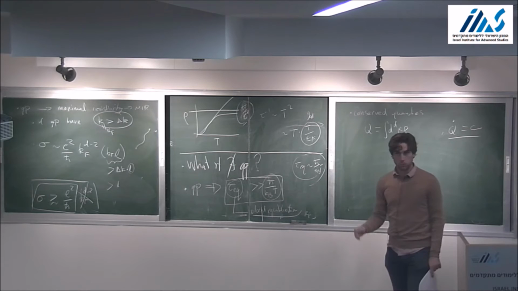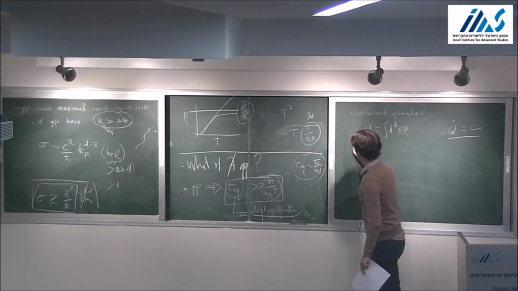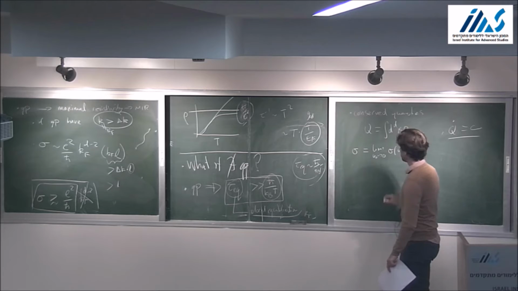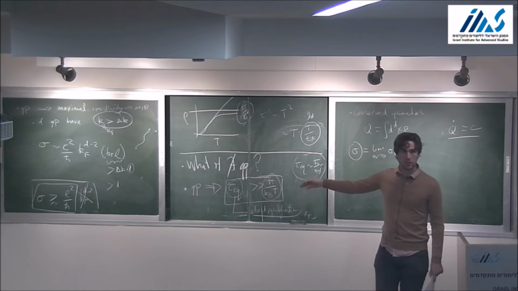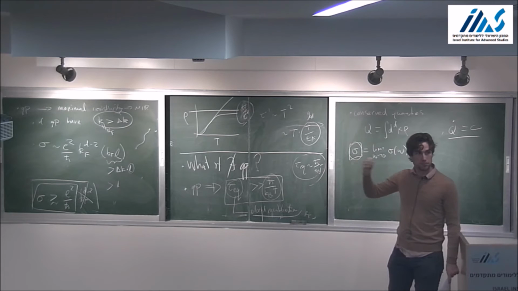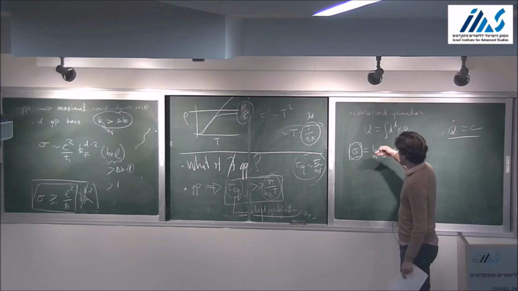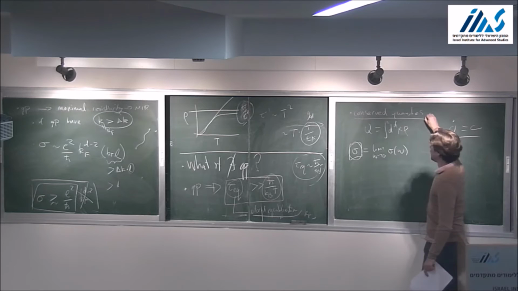Why do we care? We care because of the DC conductivity. Let's write that as the limit as omega goes to zero of the frequency-dependent conductivity. This is an IR, low-energy quantity. Low energy means late times, and so this quantity is going to be determined by the slowest decay in the system. We'll see that this afternoon. If everything decays very fast, the things that will not decay quickly are conserved quantities.